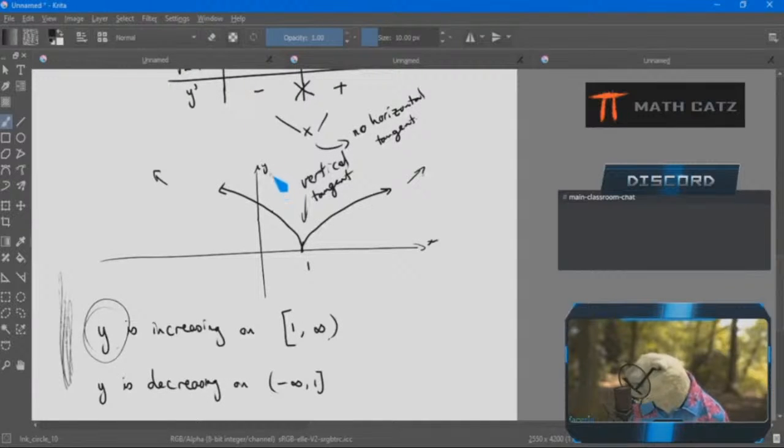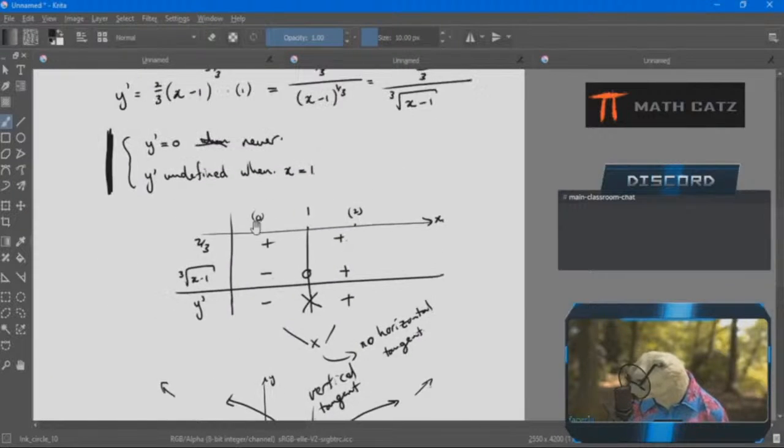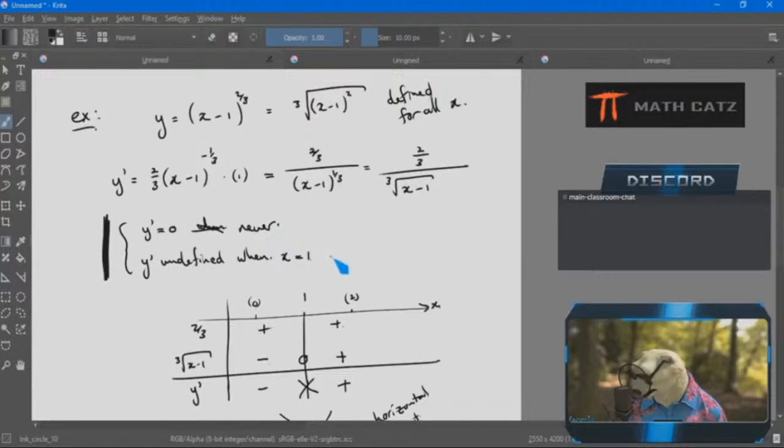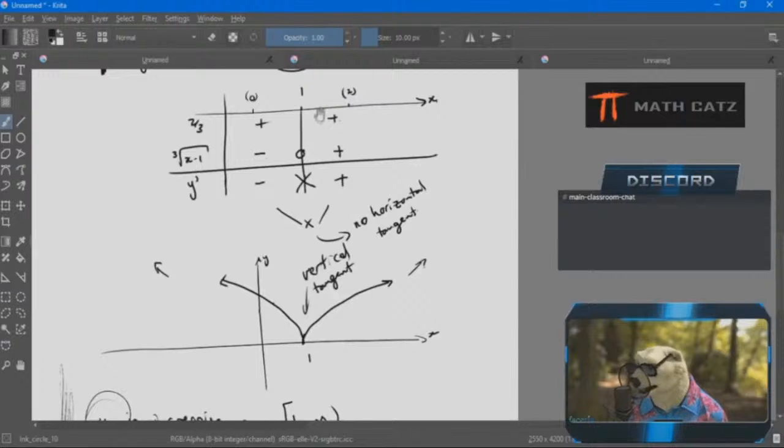When I look at this first example, I checked where the derivative is 0 and where the derivative is undefined. We got an x equal to 1 coming out of that. And what I get here is a point where things are changing. It's going downhill to uphill. There's a turning point. It's an interesting point in the graph.